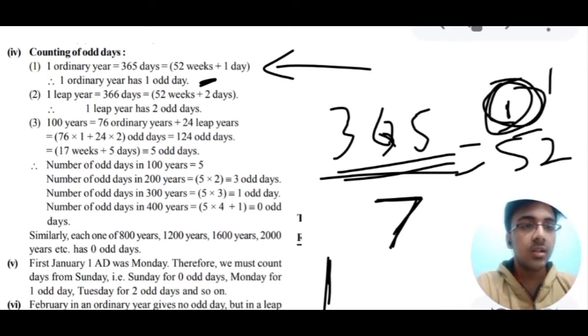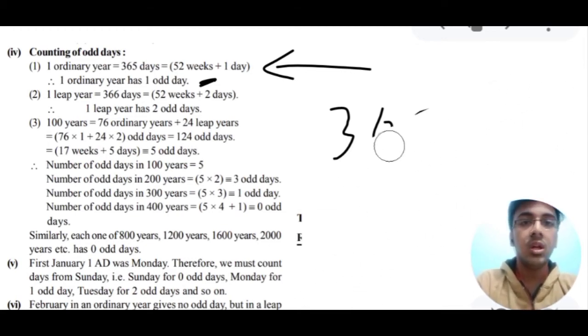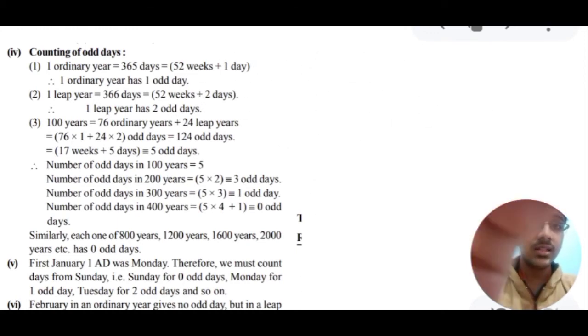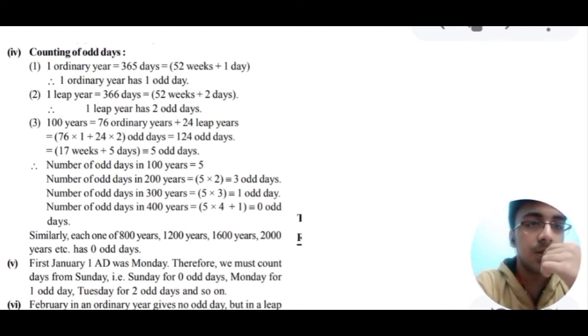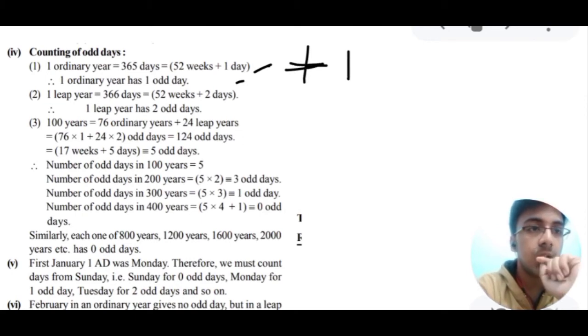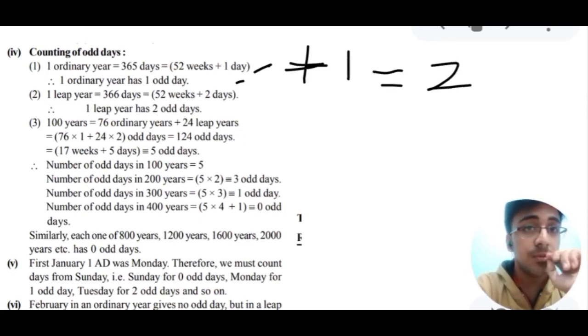Now we know that the next year, that's a leap year, has 1 more day. That's a clear concept. We have read it in earlier classes. So we have 365 days here, but in a leap year we have 366 days. So what does this 366 days represent? Here, we have 1 day left, and we add plus 1 to make it a leap year. So we will have 2 days left in the leap year. So the leap year will have 2 odd days.